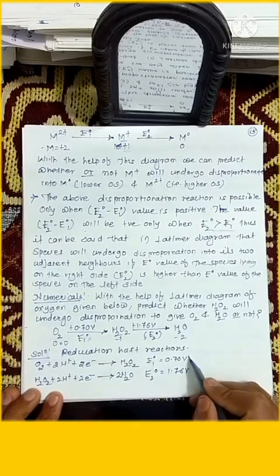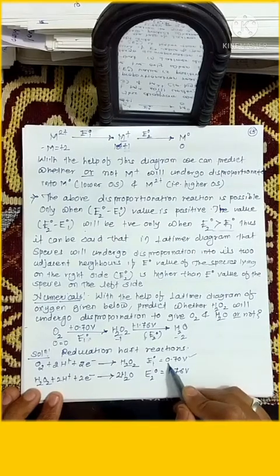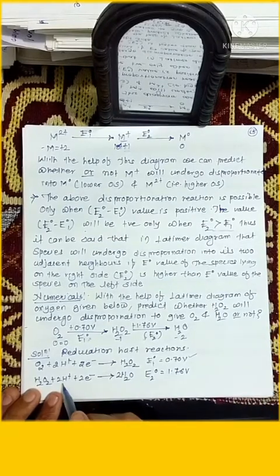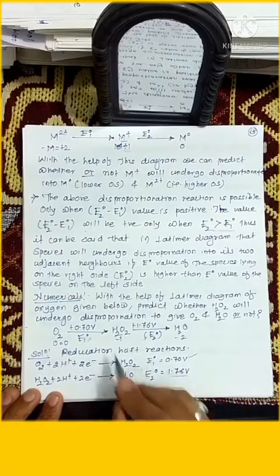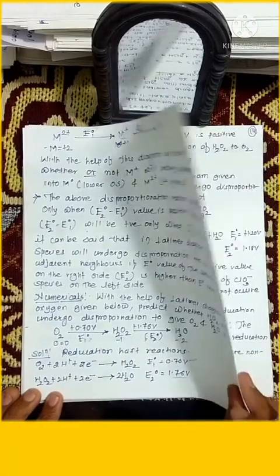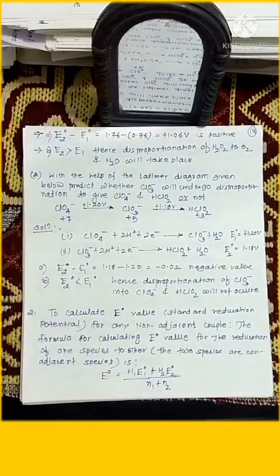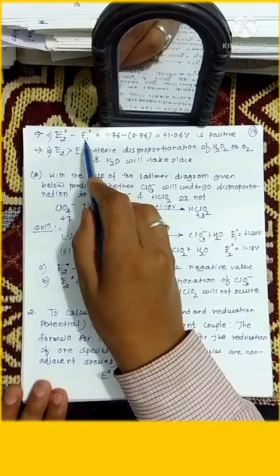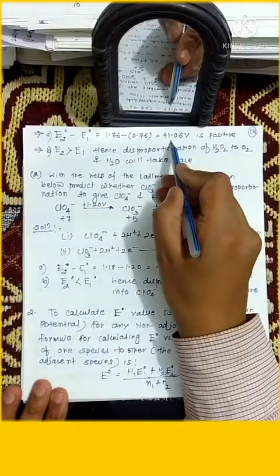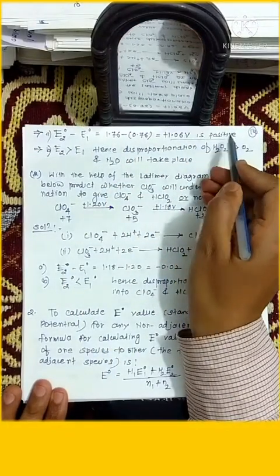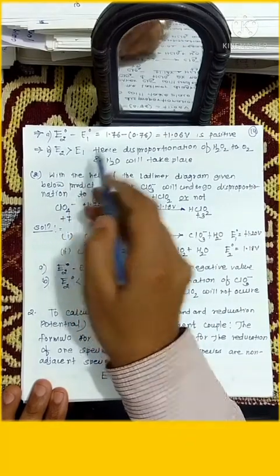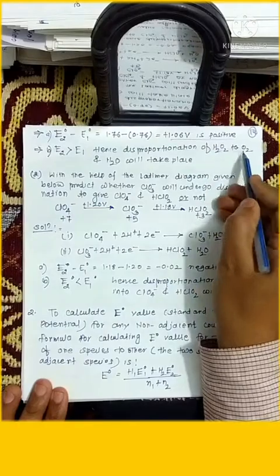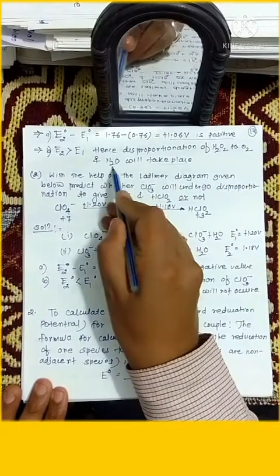So for this, E value is 0.70 and for this E value is 1.76 volt, which is given. So now we have to subtract E2 minus E1, this value comes as positive. It simply means that E2 is greater than E1, hence disproportionation is taking place.